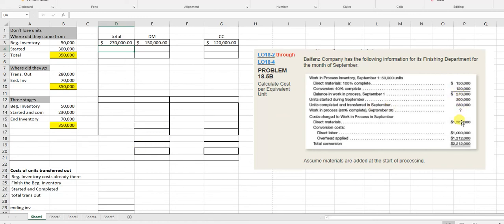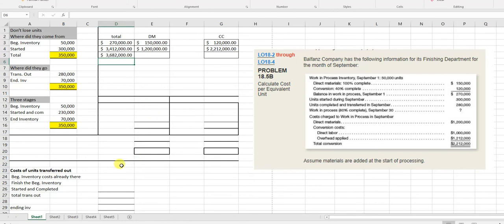Then this period I added 1.2 million of direct materials, and I added 2.2 million of conversion costs. So notice I don't need to separate out labor and overhead if they occurred at the same pace throughout the production. So now I know that I added a total of 3.412 million, and I'm just going to total this, and this is going to be my check figure at the end.